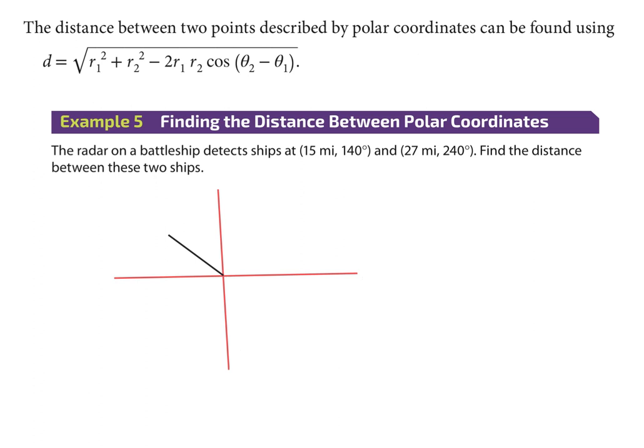The other guy is 240. Well, 240 is going to be what? Another 60 away from my 180. So he's going to be down here, and he's going to be at 27, all right? And so he's going to be at 27. So this guy here is, let's say, 15, 140. This guy, 27, 240, all right? They want to know the distance between the two.